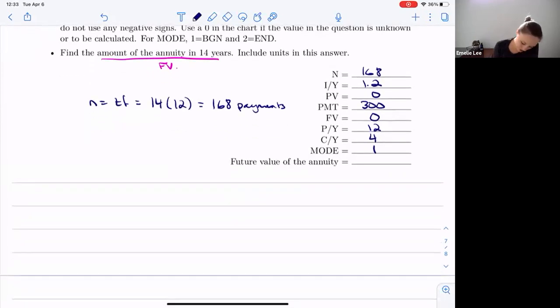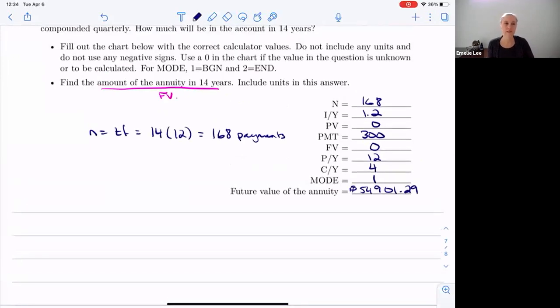The future value I find is 54. I should have made a little bit more space here. 54,901.28988, so 29 cents. Good.